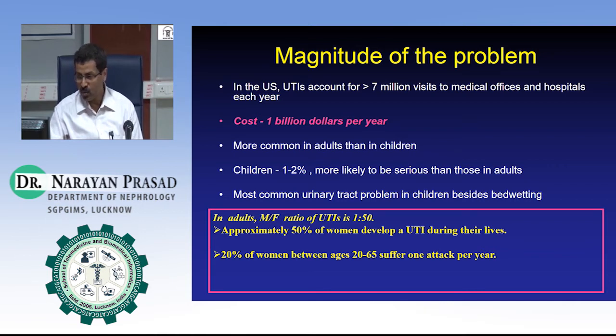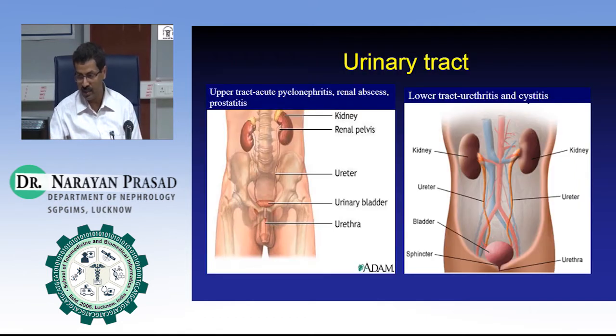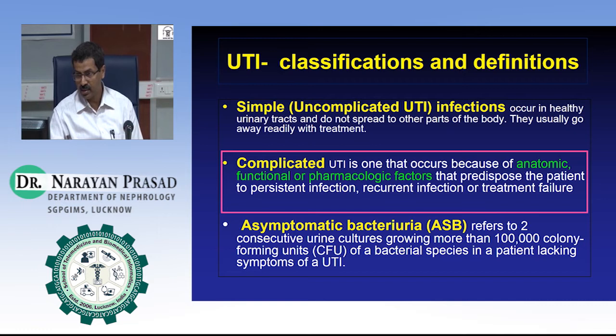One condition is asymptomatic bacteriuria, which is defined by 2 consecutive urine cultures growing more than 1 lakh colony-forming units of a bacterial species in a patient lacking any symptoms of urinary tract infection. There are no symptoms, but there is growth of bacteria on culture. In a female, it requires 2 urinary samples with more than 1 lakh colony-forming units. In a male, if the patient is symptomatic, even 10,000 colony-forming units may be called urinary tract infection or asymptomatic bacteriuria.